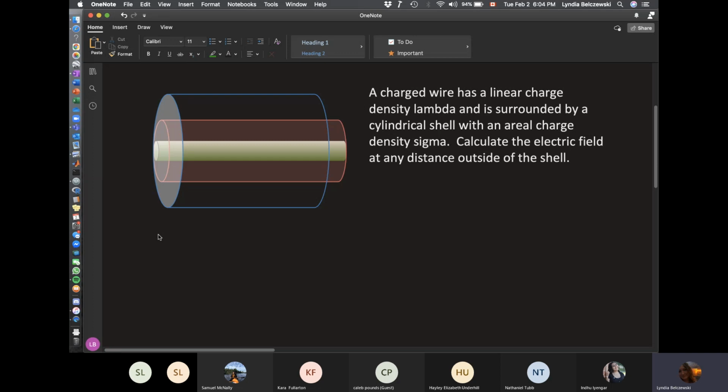Now, I just realized I forgot my phone in the other room, so I have no way of checking the chat for questions as I'm talking. So, okay, here's what we'll do.